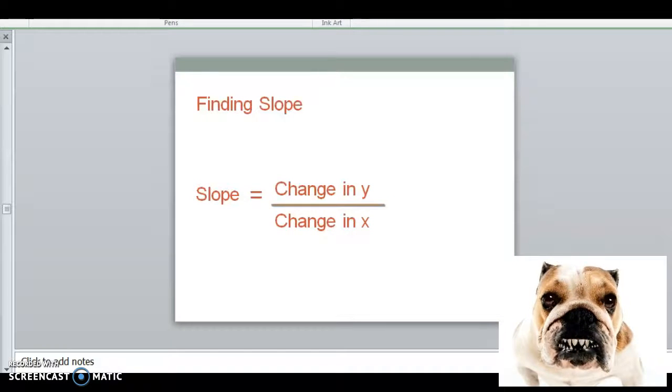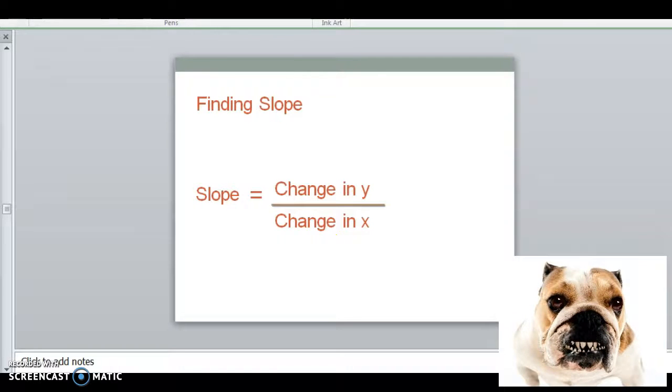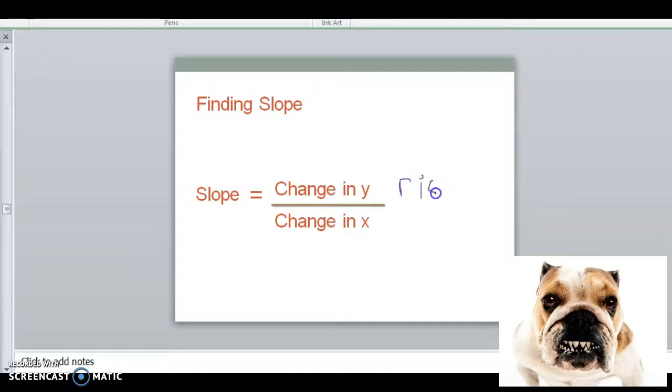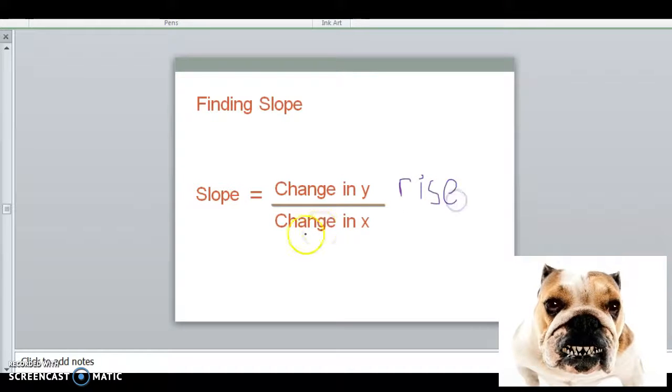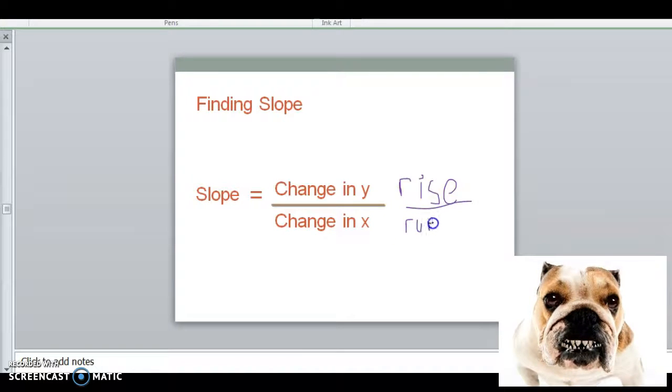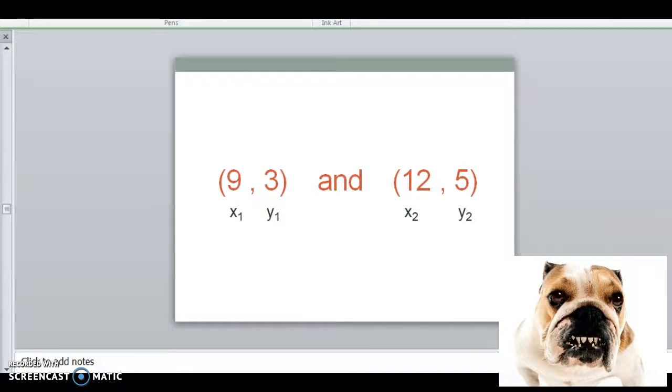Okay. As a review, slope is the change in y over the change in x. Or, as we used in class, the change in y is when we rise, and the change in x is when we run. So we use rise over run to find slope from a graph. Another way to calculate slope is from two given points. These two points are points that are on a specific line. We want to know what the slope is of that line.